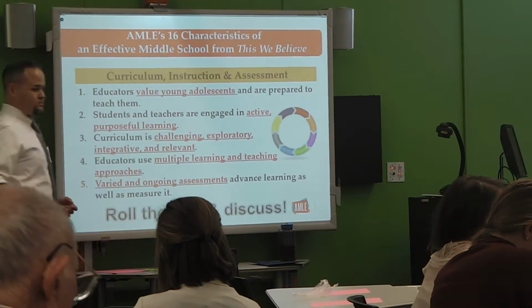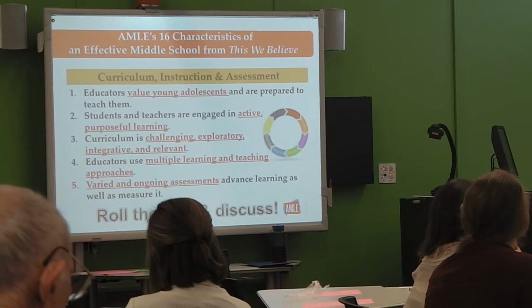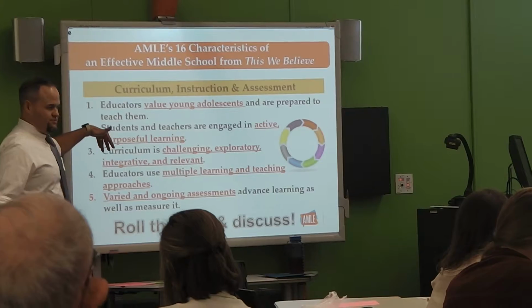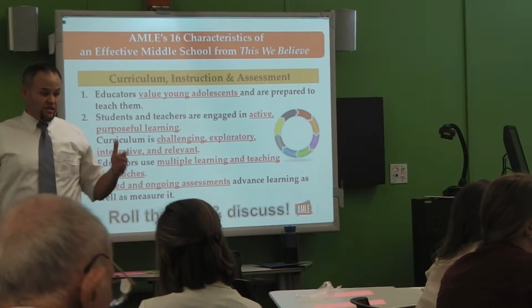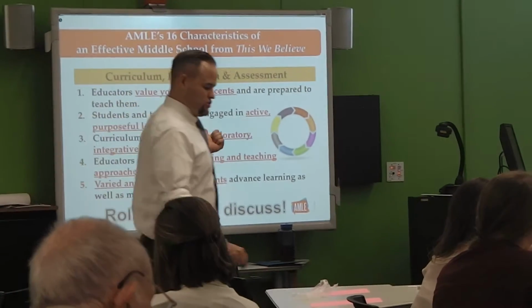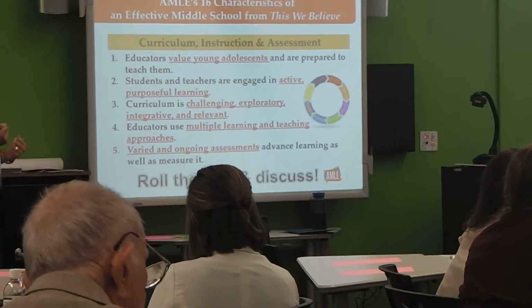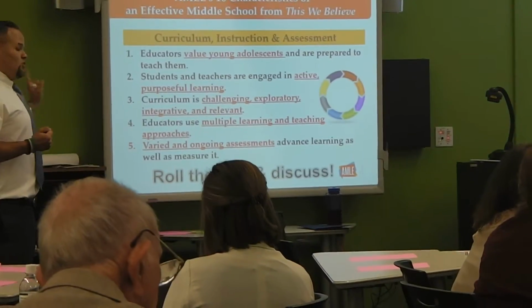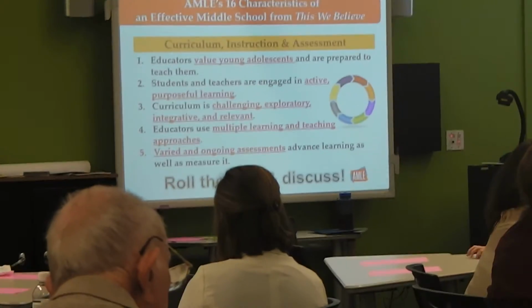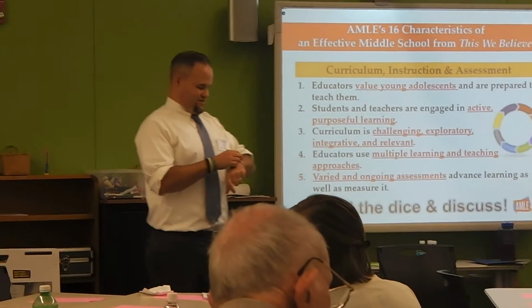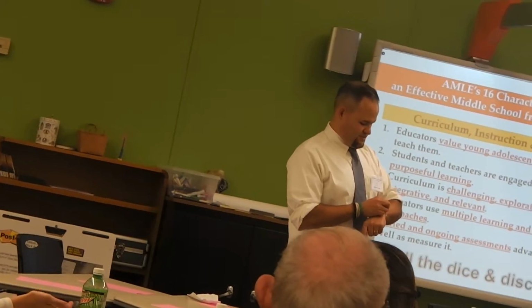Okay, you ready? You're going to roll the dice and then talk about why this characteristic is important and what you see. Like if you're in a school, do you see this at your school? What are some challenges and some triumphs? What are some good things that are happening and what are some challenges? All right, so go ahead, roll your dice and then discuss. I'll give you about 3 minutes.